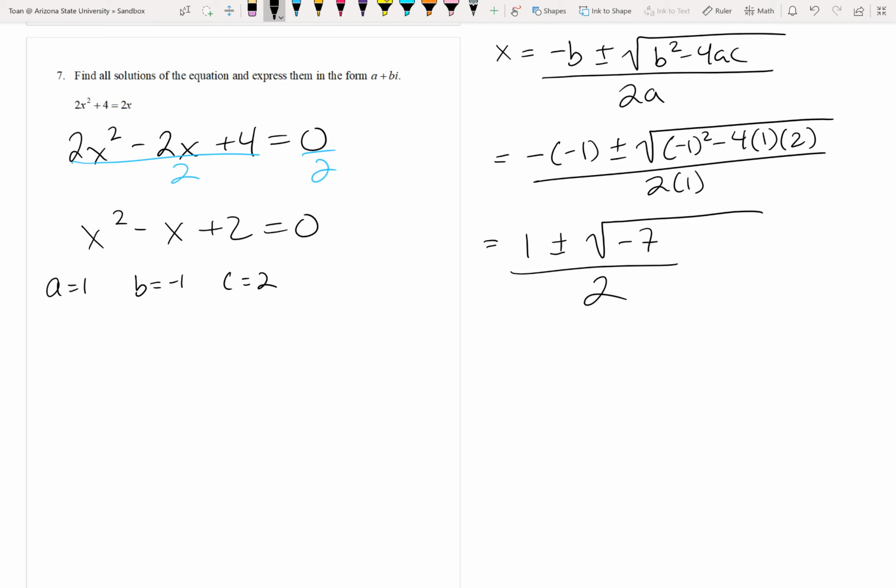Now the idea is that anytime you take a square root of a negative number, all you have to do is pull out an imaginary unit i and make the radical positive. So this is the same thing as 1 plus or minus i radical 7 all over 2.